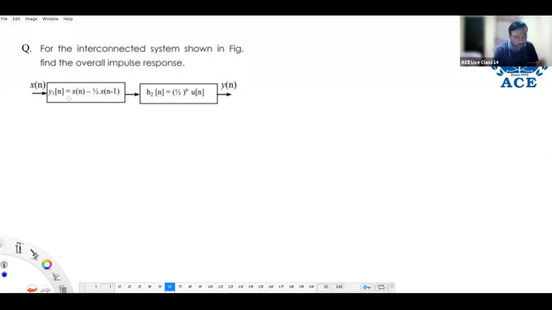Impulse response of second system is known. How to get impulse response of first one? Input impulse, output impulse response. So just convolve them.